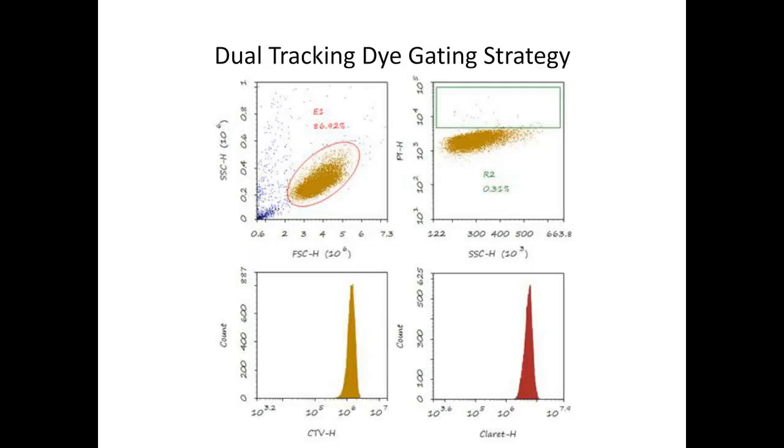Here is the gating strategy that was used. We're using forward and side scatter to define the cells, and these are U937 cells. We gated out dead cells in the upper right with propidium iodide, and then you can see the fluorescence intensity of both the cell trace violet and the claret.